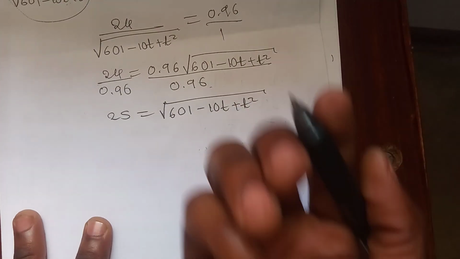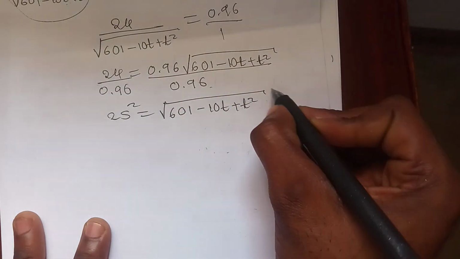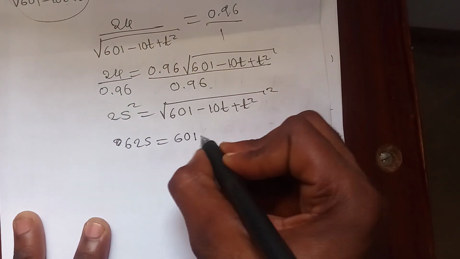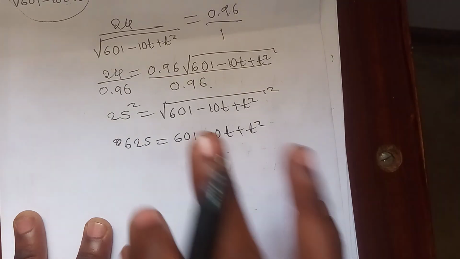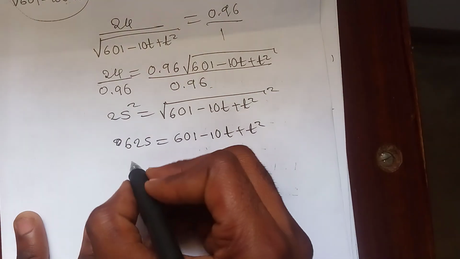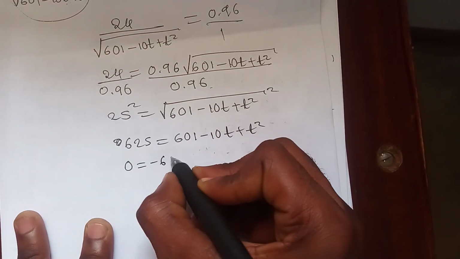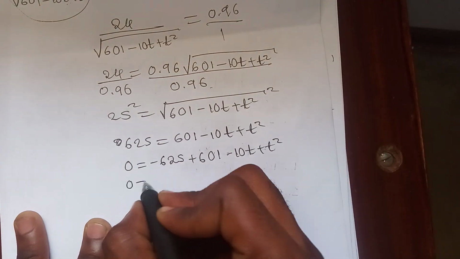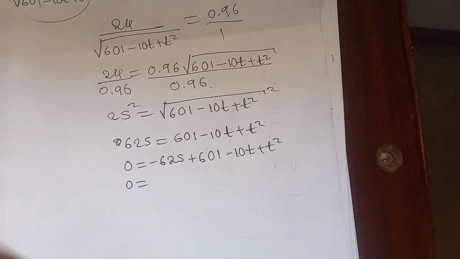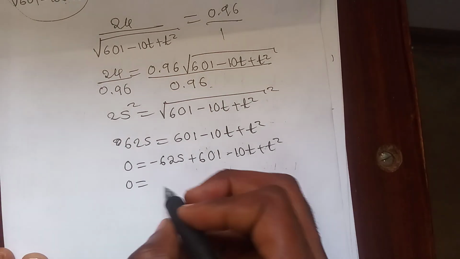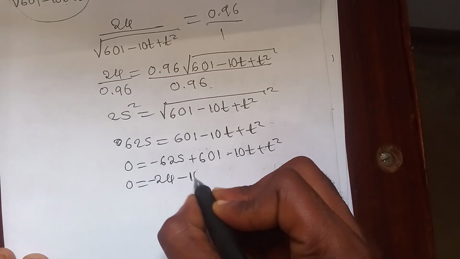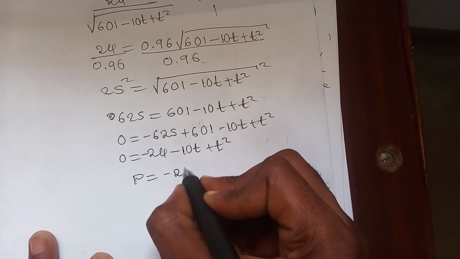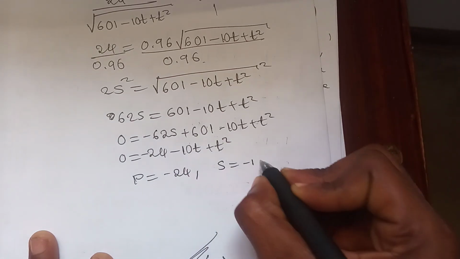And then to solve this, you can square both sides so that you get rid of the square root. So this one will be 625. Then this side, the square root will be eliminated. And then at this point, you can just take everything to one side and then solve for the unknown, because we have a quadratic equation now. So this will be 601 minus 625, that is minus 24, plus minus 10t plus t squared. So the product here is minus 24. Then the sum is minus 10.